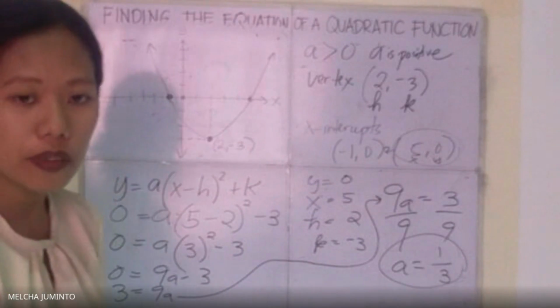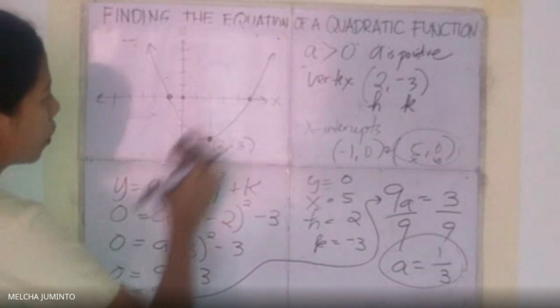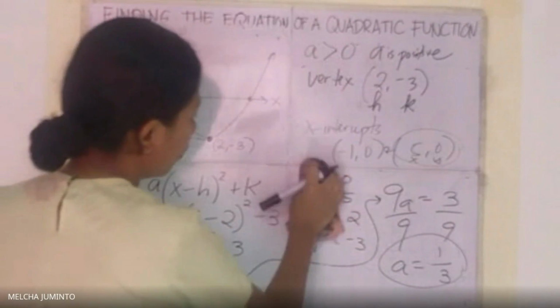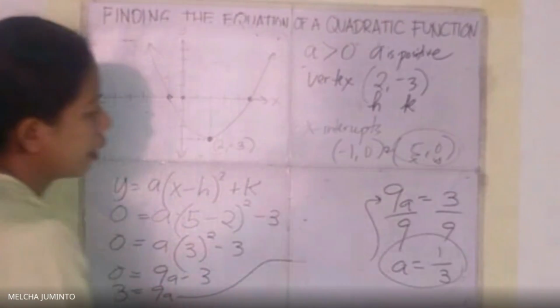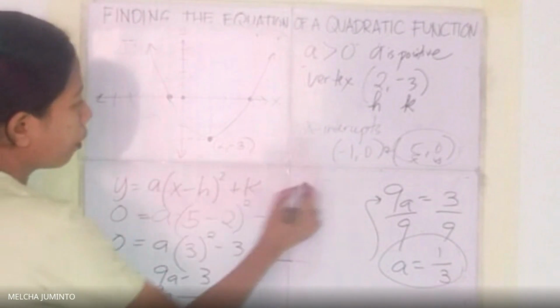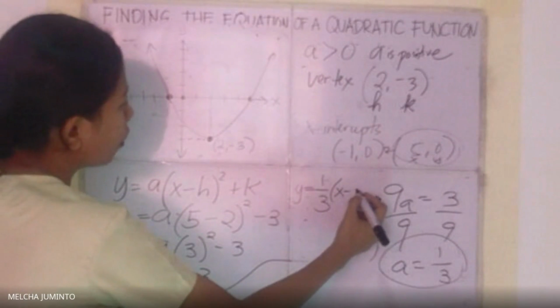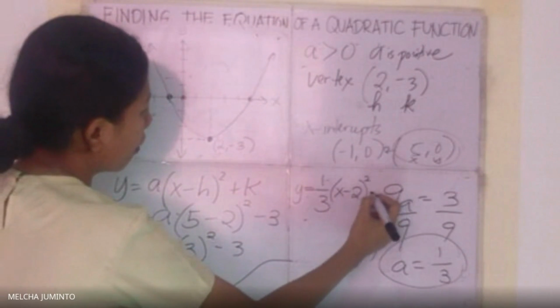Now after getting 1/3 for the value of a, we will replace it in the vertex form. I'll erase this part. So a is 1/3. Write y is equal to, instead of a, 1/3 times (x minus 2) squared minus 3.